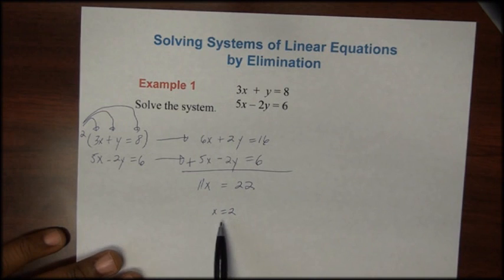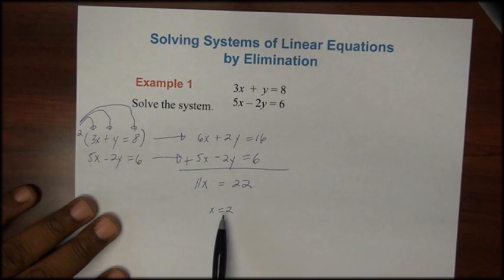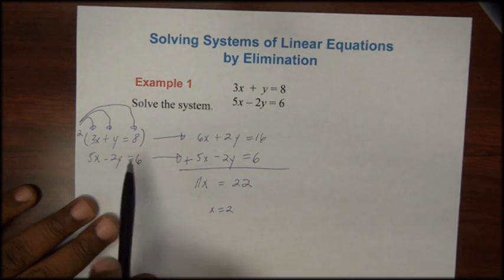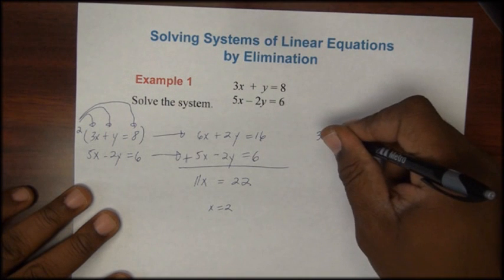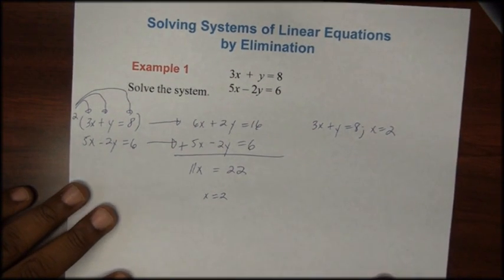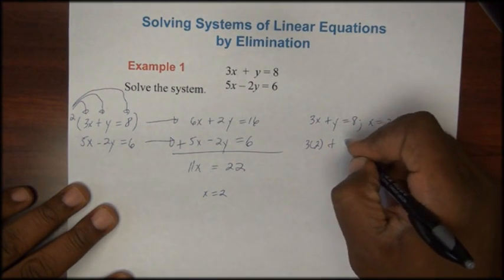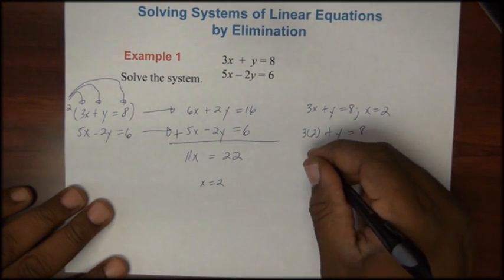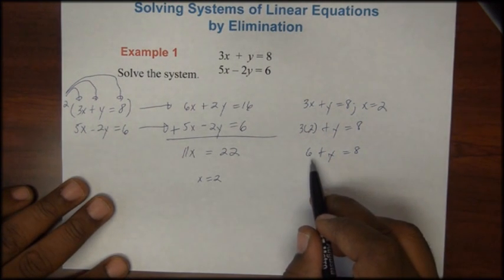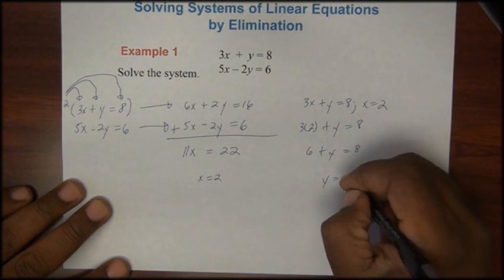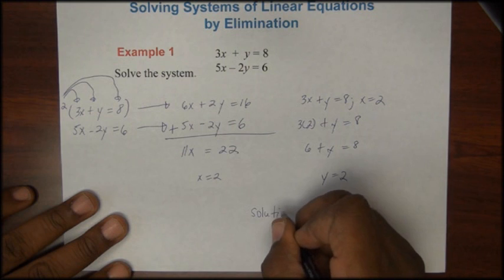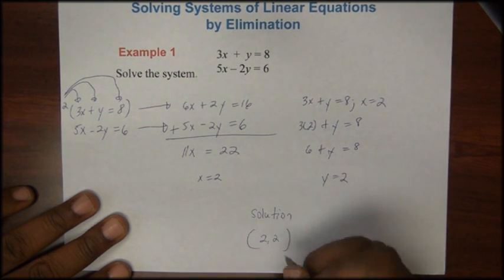To get the other variable solution, we'll simply substitute this newfound value into either of the original equations. So I'll take the first equation, 3x plus y is equal to 8, and we'll substitute x for 2. So we have 6 plus y is equal to 8. I'll subtract 6 from both sides. Therefore, y is equal to 2. So our ordered pair solution is (2, 2).